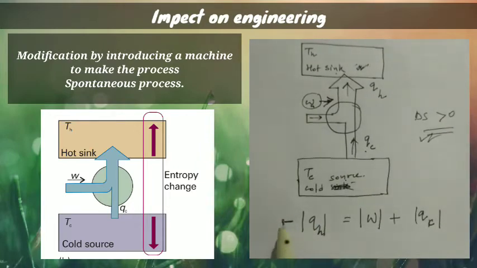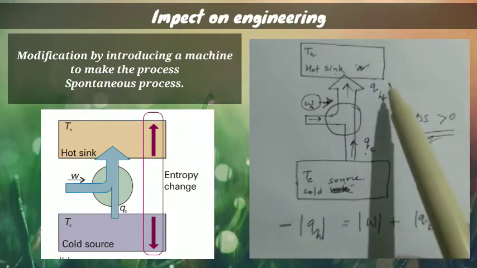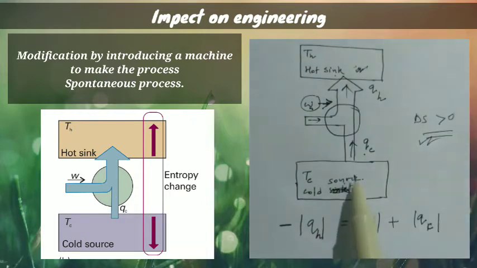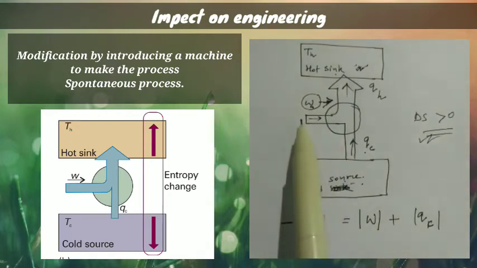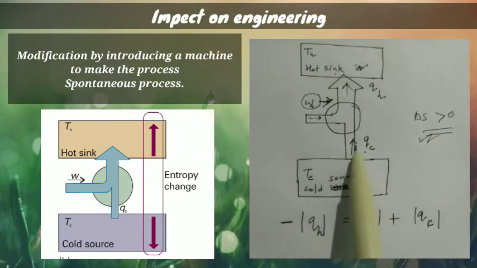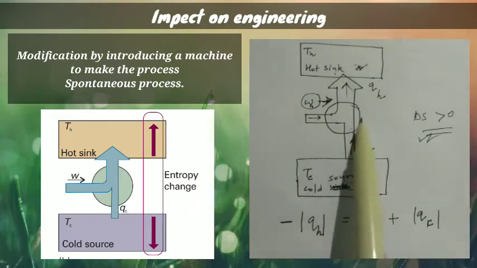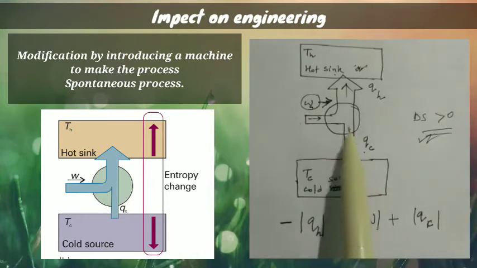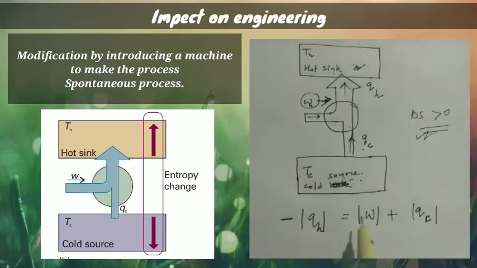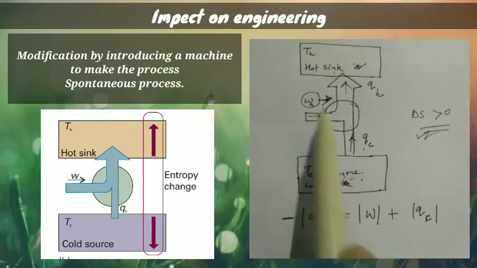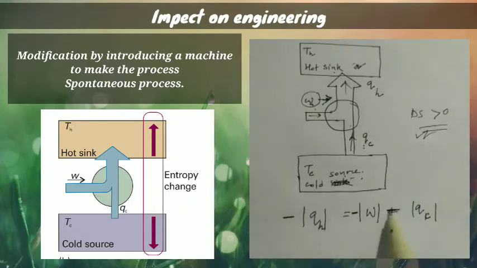The negative sign is coming because we are going to introduce QH amount of energy to that sink by removing this amount of heat from the source and this amount of work from that machine. So this work and this heat are removed from the machine, and that removed energy is introduced to the hot sink. So we can write minus here, or minus there, since we are removing this amount of work and this amount of heat.